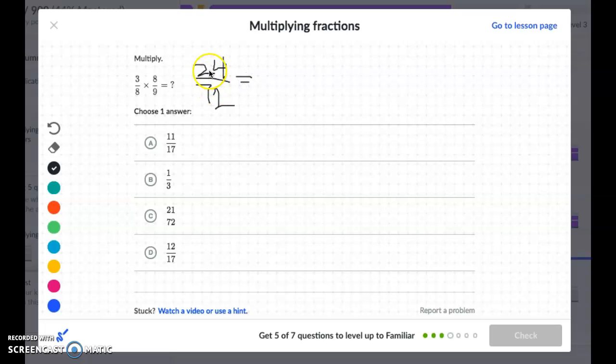So 24 divided by 8 is 3, and 72 divided by 8 is 9. Okay, so I have 3/9. When I look, I still don't see 3/9 here. Well, that must mean that I can continue simplifying. And I can. 3 divided by 3 is 1, and 9 divided by 3 is 3. So my final answer here is 1/3. We just had to do some simplifying.